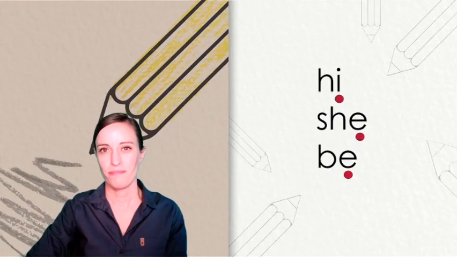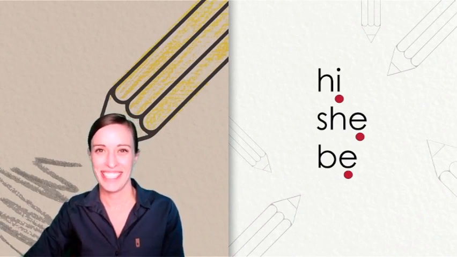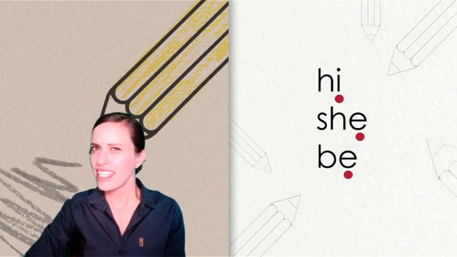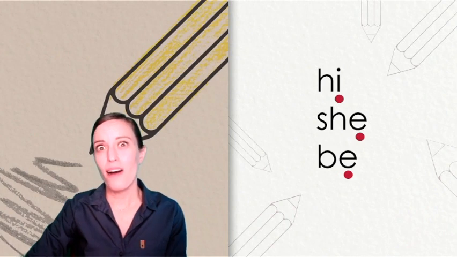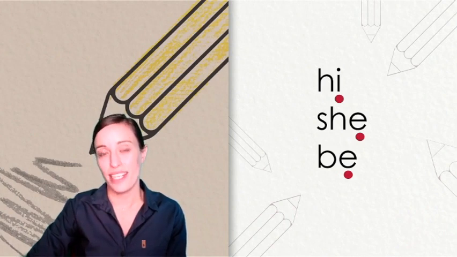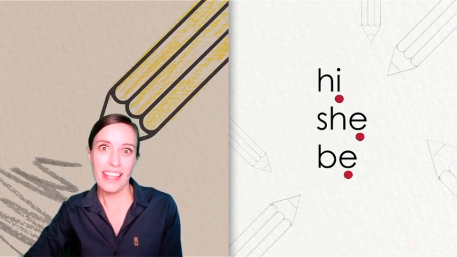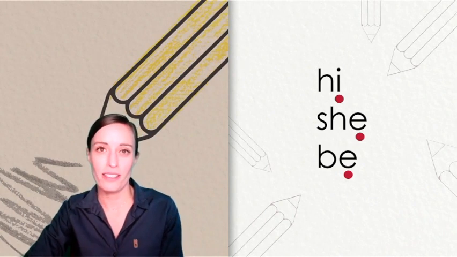Writing. Now it's time to write some words. Get your paper and pencil ready. Our first word is high. Let's look at it. Is that an open or a closed syllable? That's right. The vowel I is not closed in, so this is an open syllable. That's why the I is saying its name and making the long vowel sound.